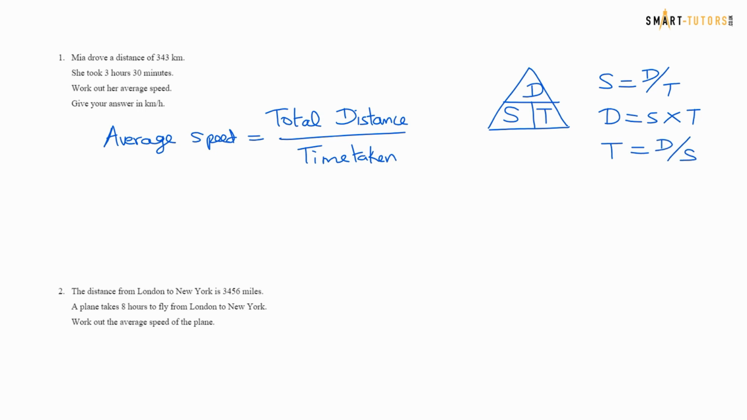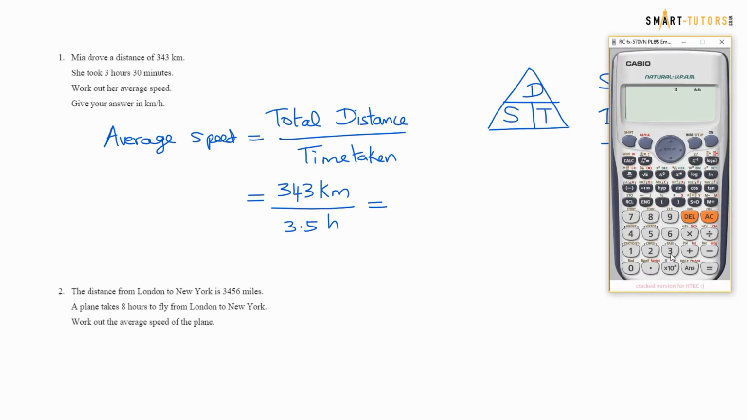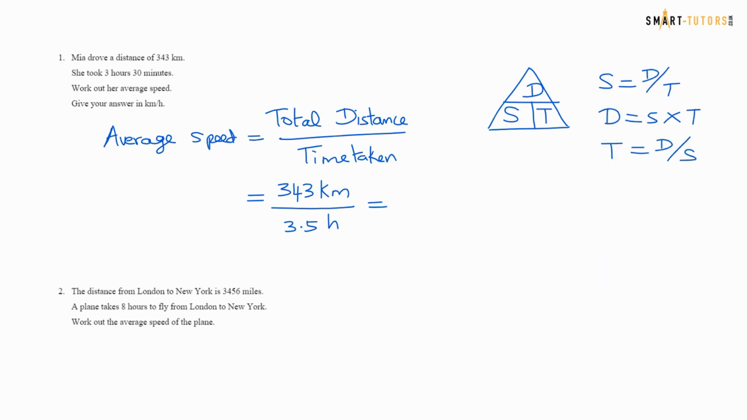Right, so average speed equals total distance, 343 kilometers, divided by 3.5 hours. So 3 hours and 30 minutes means 3.5 hours. Let's take my calculator. 343 divided by 3.5. So the answer is 98 kilometers per hour. So that is the answer for question number 1.